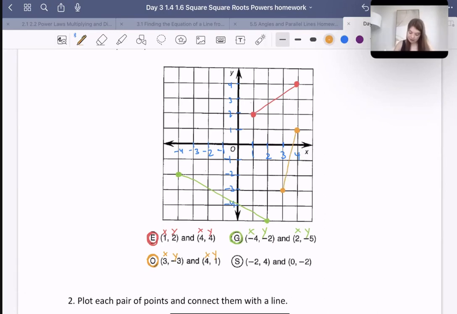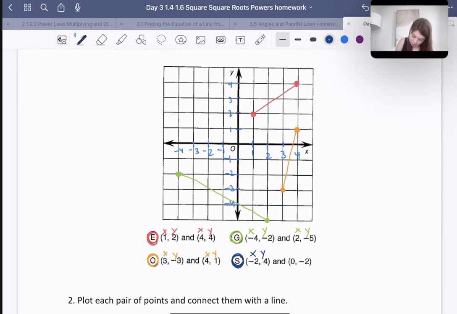Excellent. And then our last one is S, which let's do like a navy blue. We haven't done a navy blue for any of them. -2 for X and 4 for Y. So that would be here, right? Because I went -2 to our left for left or right, and then for up or down, I went 4 up because y was 4.